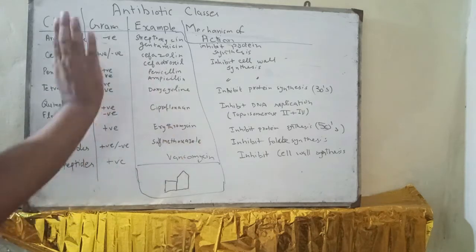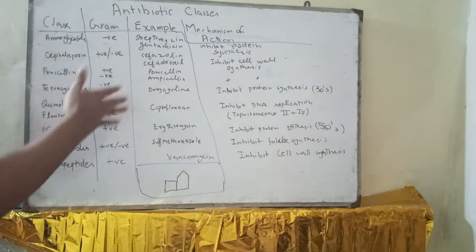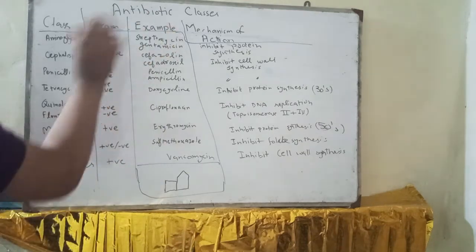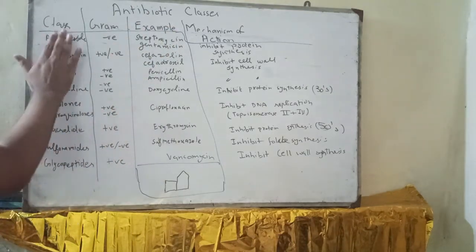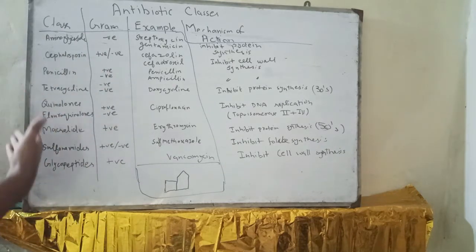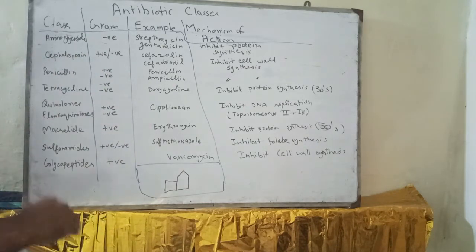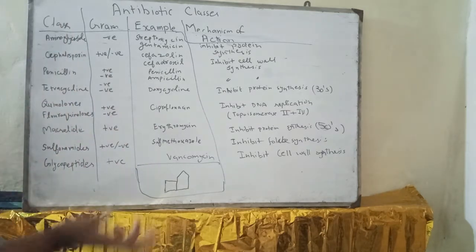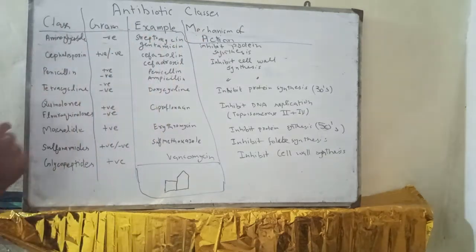But before that, we should have a broad overview of all the generations and their categories. So in antibiotic classes, we will discuss the class, the gram, meaning the antibiotic which we are using is effective against which type of bacteria, either it is gram positive or gram negative, their examples and mechanism of action.